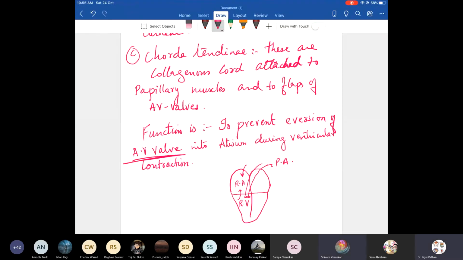Yes, ma'am. So that is what prevents this. It is said to prevent the eversion of the AV valve. If you press, what happens? The AV valve should not get inside into the auricle. They should stick like this only. They should close the gate. They cannot open the gate on the other side. They cannot get into the atrium during ventricular contraction. Are you understanding the function of chorda tendineae? From below, something is holding them to stay in the same position. Who is holding? Chorda tendineae is holding the AV valve.